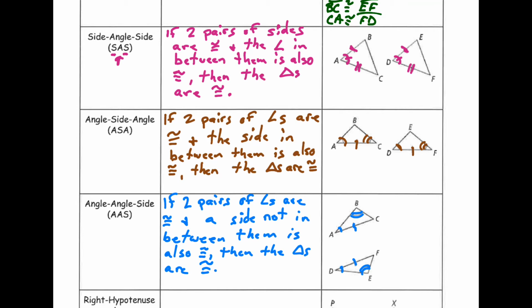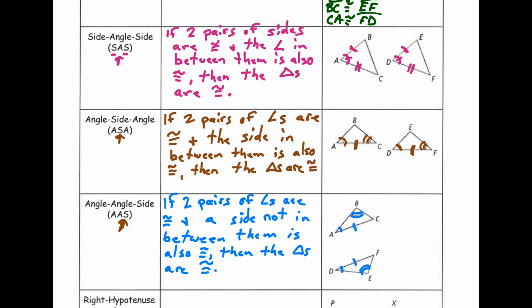So notice we know it's ASA if the side in between the 2 angles is congruent. So for example here AC and DF, but we know it's going to be angle, angle, side if the side that is congruent is not in between them. In fact, it only touches one of the angles.